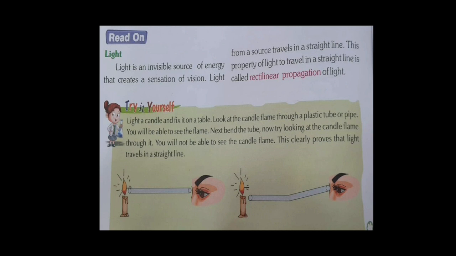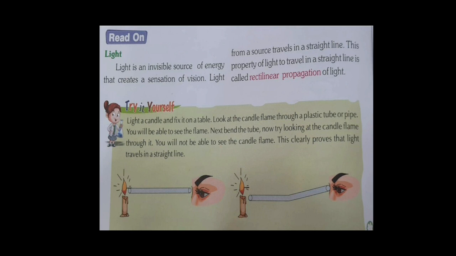So we know that light travels in a straight line, and this property of traveling in a straight line is called rectilinear propagation. Rectilinear means straight line and propagation means movement or traveling. So light travels in a straight line, and that property is called rectilinear propagation of light. Now there's an activity given.